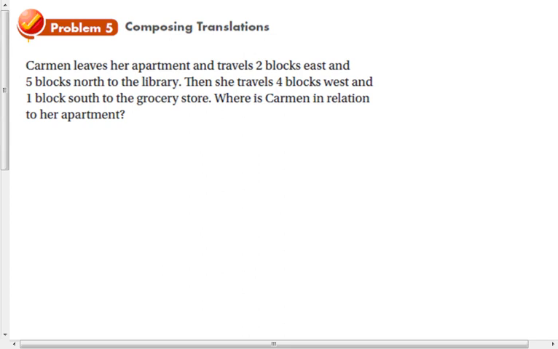All right, composing translations. Carmen leaves her apartment, travels 2 blocks east and 5 blocks north to the library.